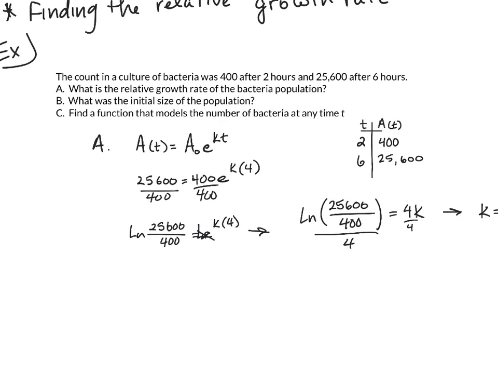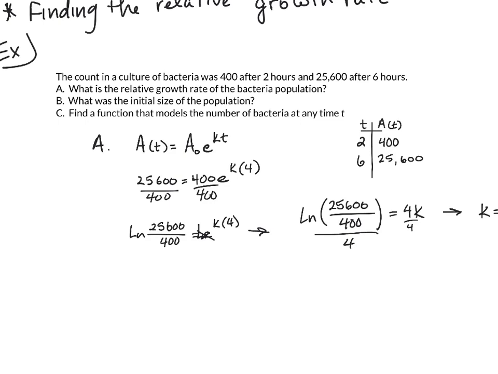Part B is what's the initial size of the population. So to find the relative growth rate, we considered this to be the initial amount and then allowed 4 hours to pass for this future amount. But we need to back up and go all the way to time t equals 0 to find the initial amount. So what we do then is we use this data point, 2, 400. 400 is now the future amount after 2 hours. What was the initial amount using our relative growth rate?